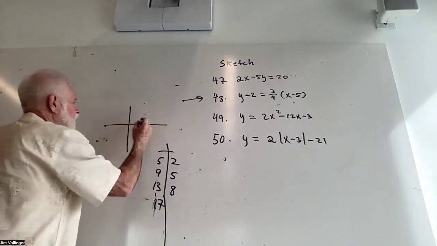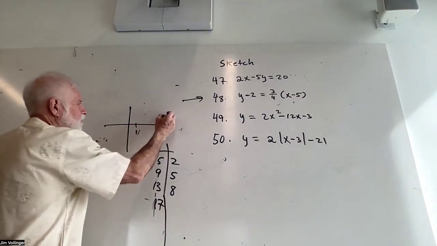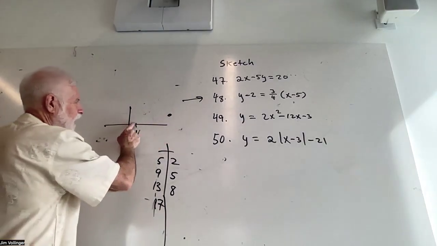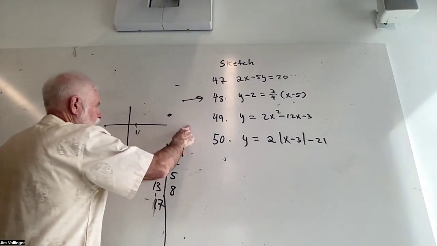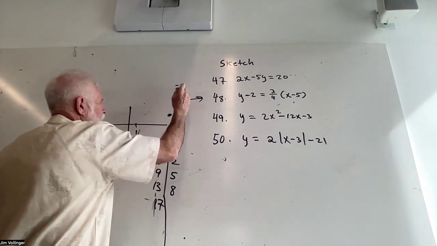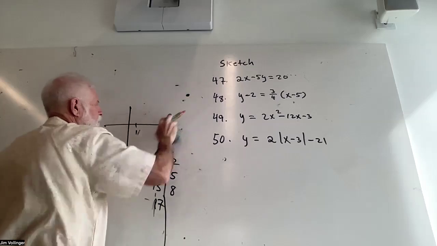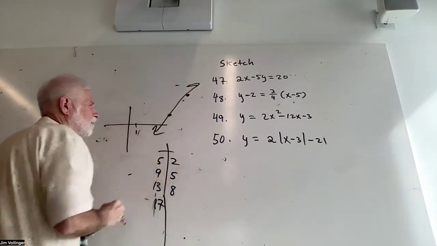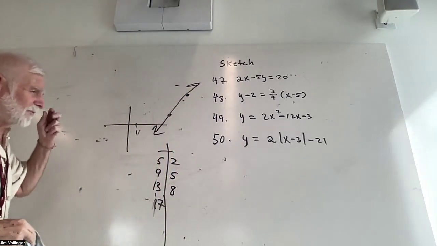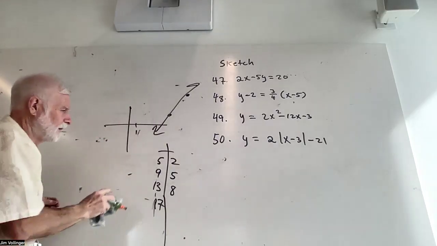5, 2. Let's estimate it. That's 1. 5, 2 is right about there. 9, 5. Oh, that sounds like a job. 9, 5 is maybe there. Maybe a little further, but close enough for our purposes. We just discussed it. I do a little better job with the drawing.